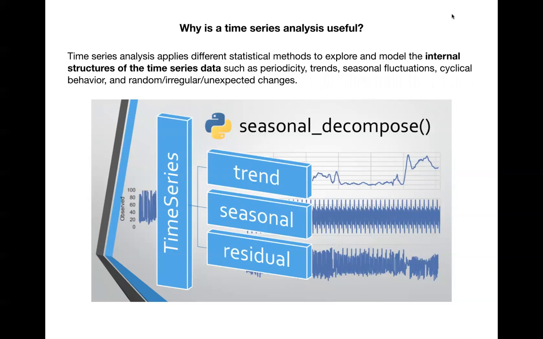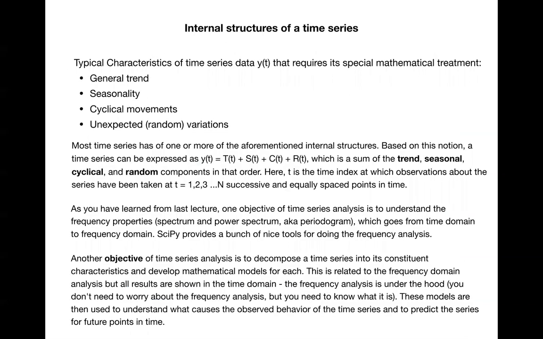We're going to learn the trend and seasonal variations and whatever is left, called residual. Right, so as an introduction to the internal structures of a time series, a typical time series data, Y_t, for example, usually has these four types of mathematical components. The first one is called general trend, the second one is seasonality, and the other two are cyclic movements and random variations, right?